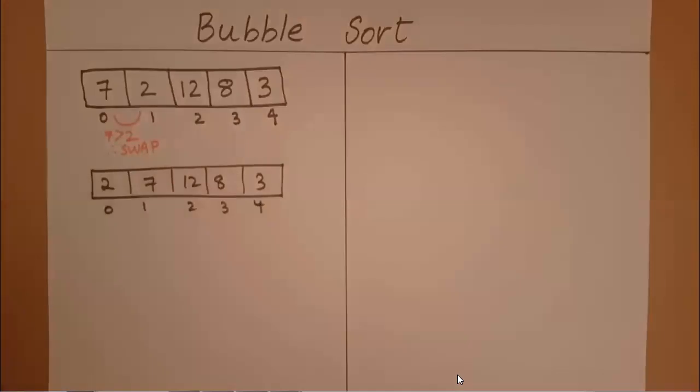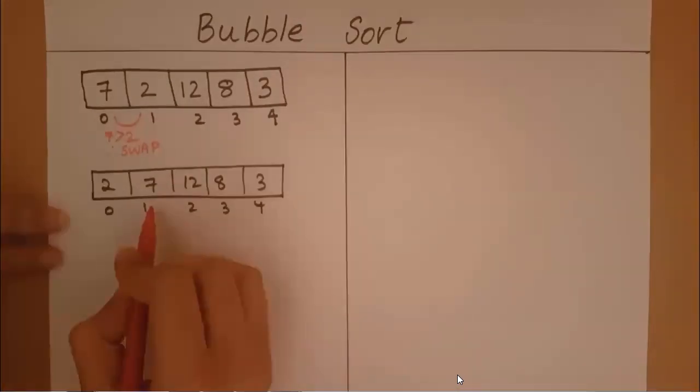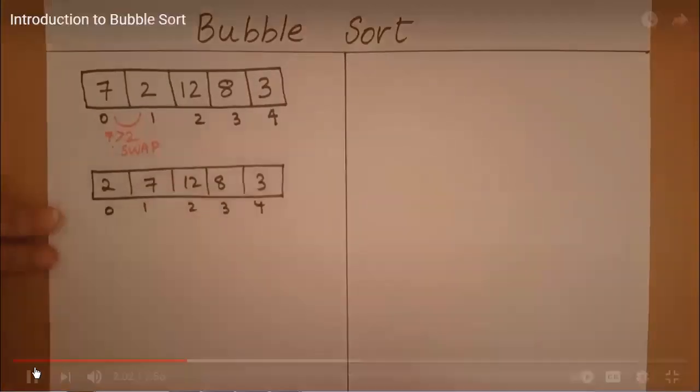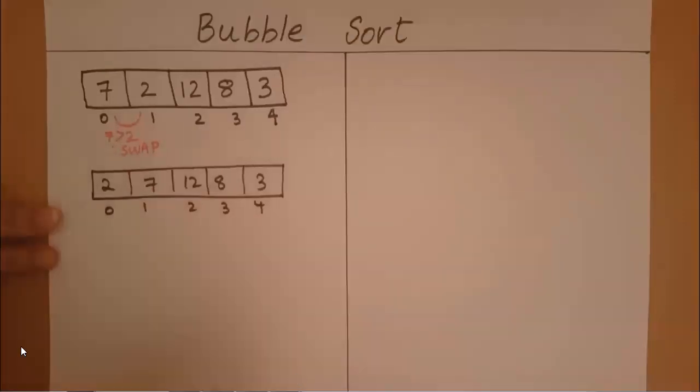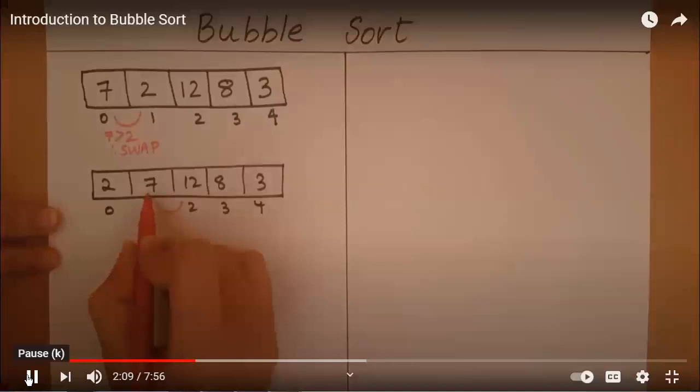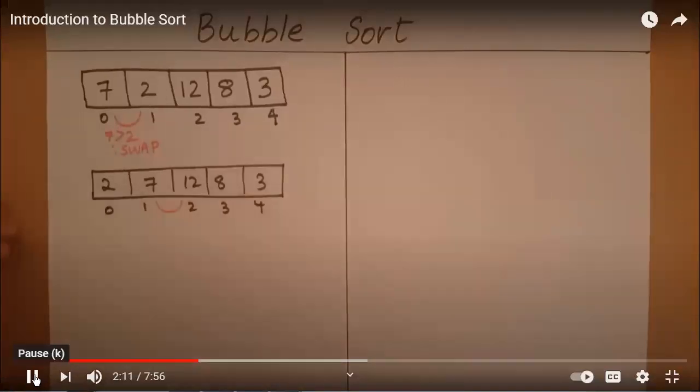Let's look at the next two elements, index 1 and index 2. 7 is less than 12. So for this pair, 7 and 12, they are in the correct positions. 12 should come after 7 because it's greater than 7, so it's fine. So there is no swapping to be done in this case. Let's see what the next two elements we are going to compare are.